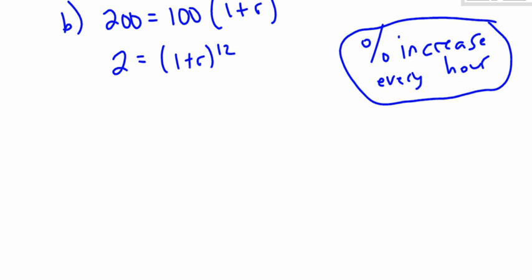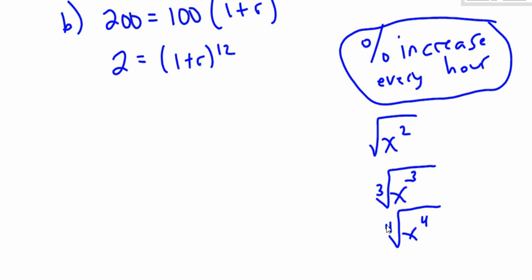So how do you get rid of an exponent? Let's make sure that you see this. If I have x squared, the opposite is square root. If I have x cubed, the opposite is cube root. If I have x to the fourth, the opposite is fourth root, and so on. So to get rid of exponent 12, I need to take the 12th root. So this is the 12th root.